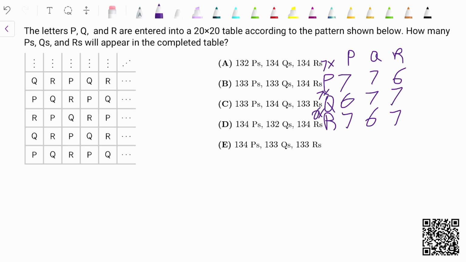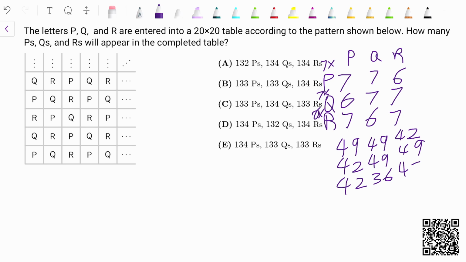So now let's solve it. 7 multiplied by 7 for our P columns, we have 49. 7 multiplied by 6, 42. 6 multiplied by 7, also 42. 7 multiplied by 7 is equivalent to 49. 7 multiplied by 7 again, also 49. 6 multiplied by 6, 36. 7 multiplied by 6, 42. 49, and 42. So as you can see, the P's are the same as the R's.